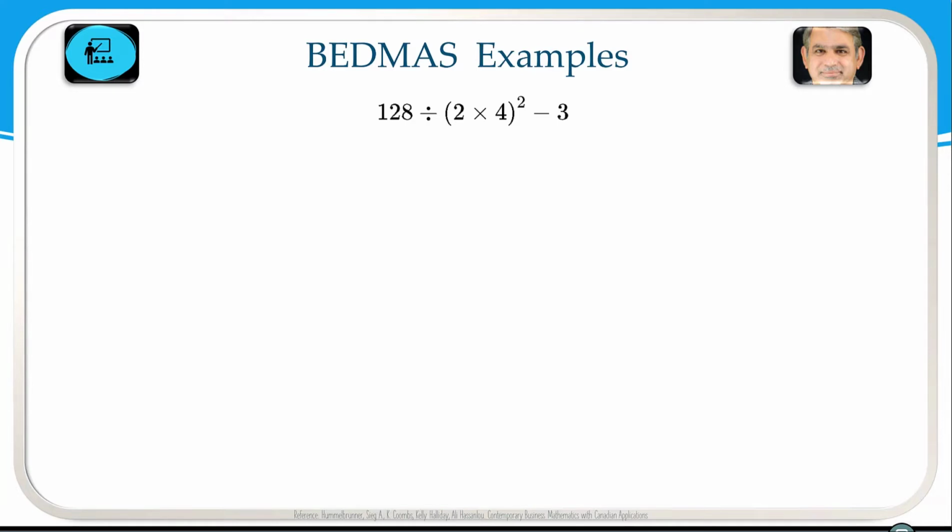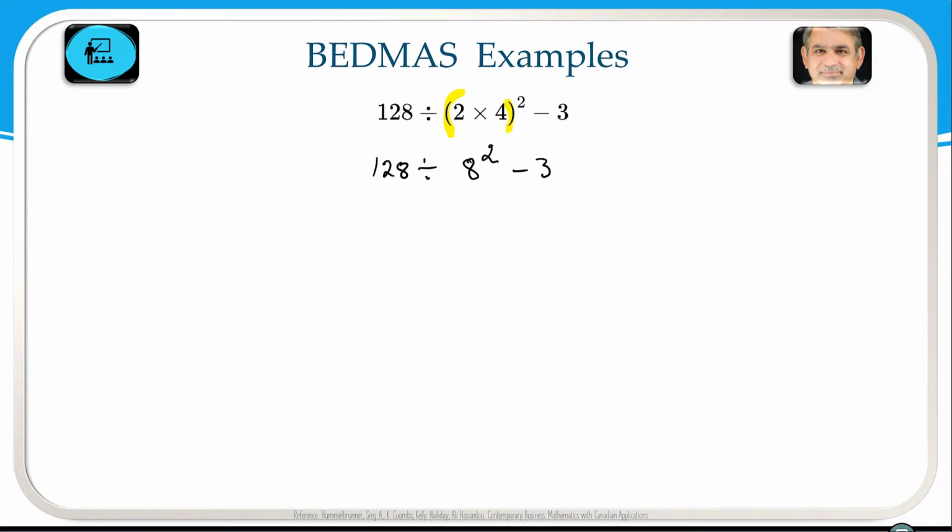Okay, let us solve one more example here. 128 divided by bracket starts 2 times 4 bracket closes exponent 2 minus 3. So clearly we have brackets here. So as per BEDMAS rule, we will start with brackets. So we will solve inside the bracket first. So we get 128 divided by 8 exponent 2 minus 3.